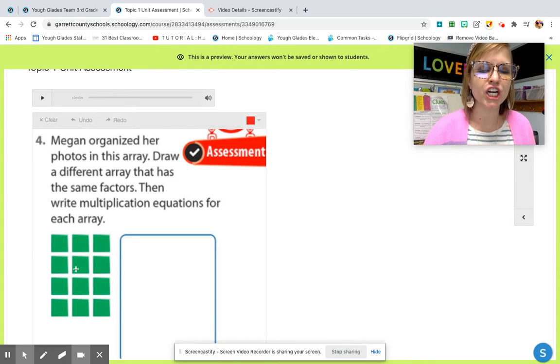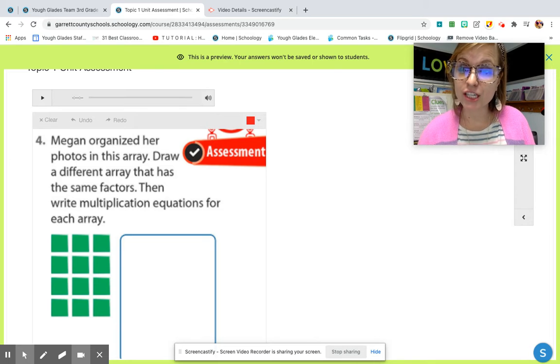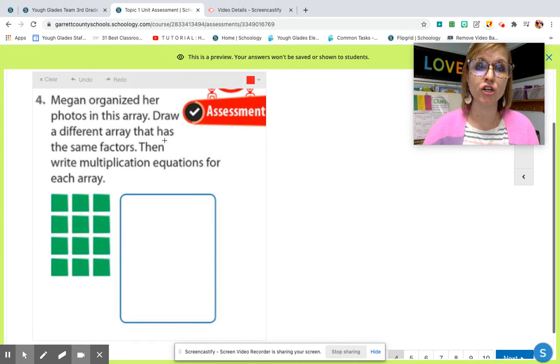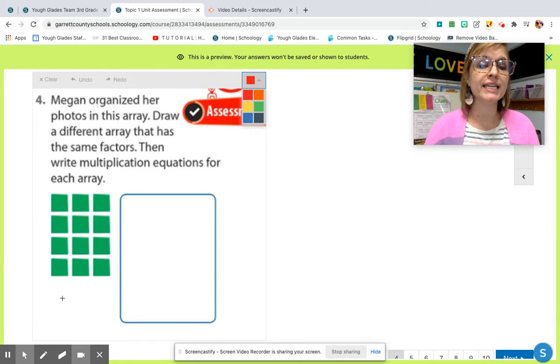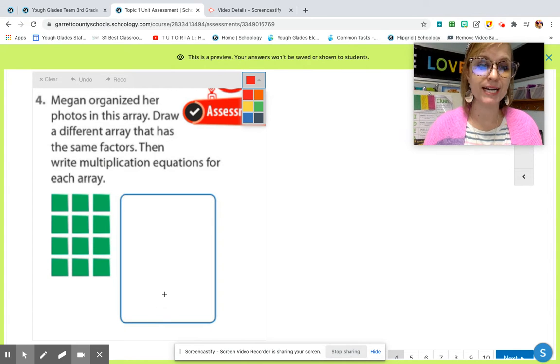There's this array here. What would happen if we lay it down? What would that look like? You have to draw that. And then you have to tell me what are the equations for each array. And you have to draw it with your marker here. What is the equation for this one? You're going to do that one right under here. And what is the flip-flop equation? Right here.